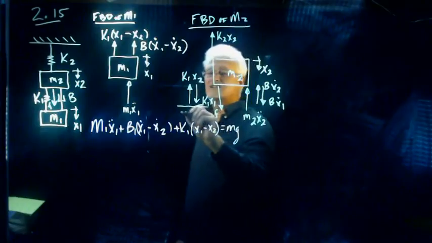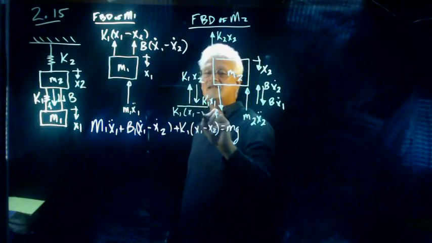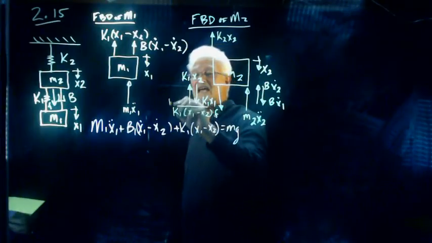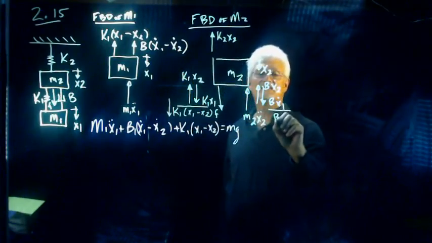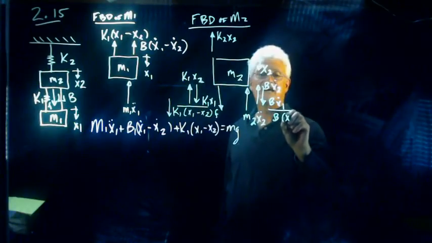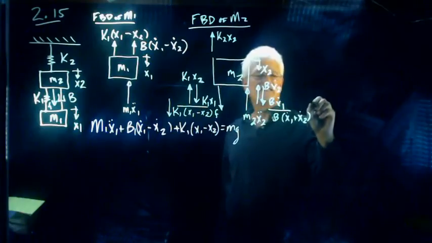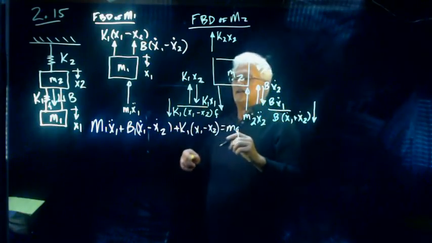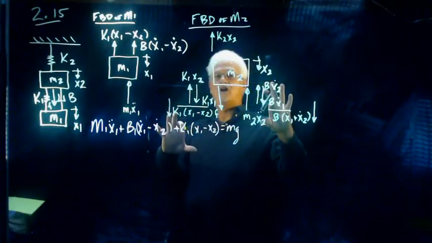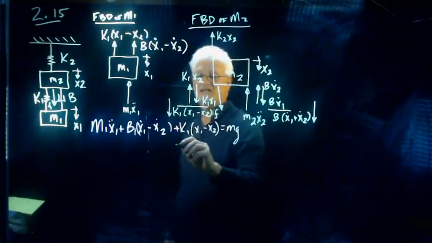So that means this is going to be k1 times x1 minus x2, and that is in a direction down. And this one here is b times x dot 1 plus x dot 2. Again, that is in a positive direction downward. So now I'm ready to add all of these forces together. I've got all the forces that I need, and I'm going to add them together.